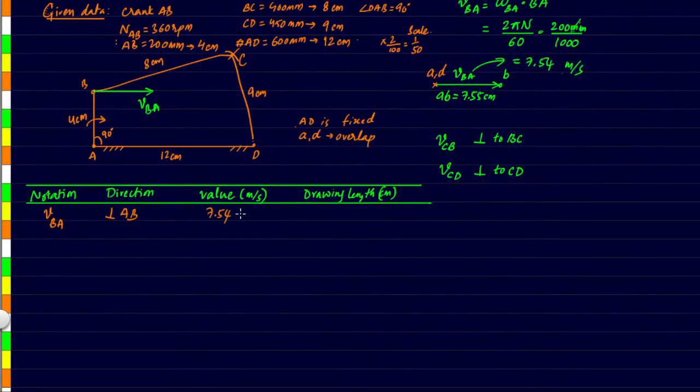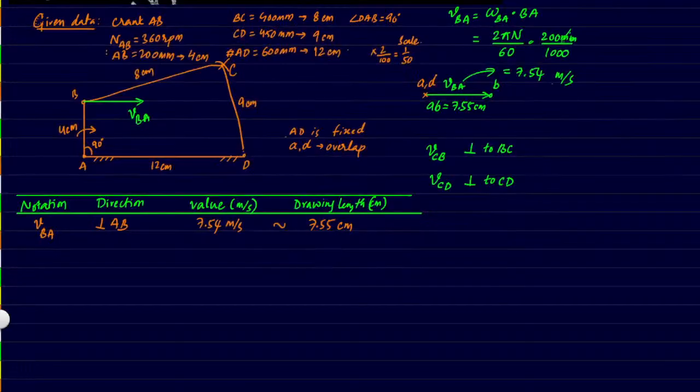7.54 meters per second. And the drawing length, we will just round off, because we cannot draw exactly 7.54, but we can draw 7.55 centimeters. So this will be exactly between 7.5 centimeters and 7.6 centimeters. So the first length we will be able to draw on our sheet.